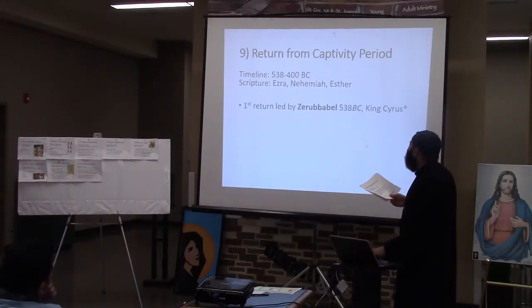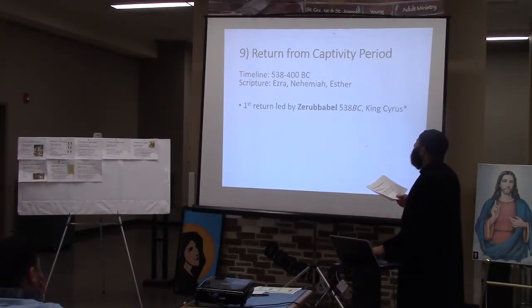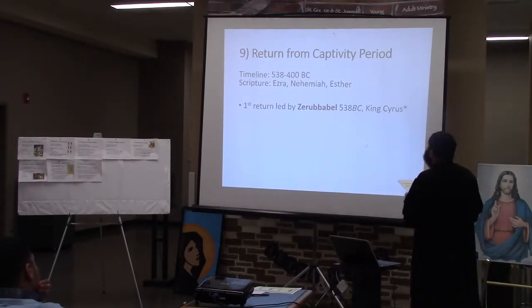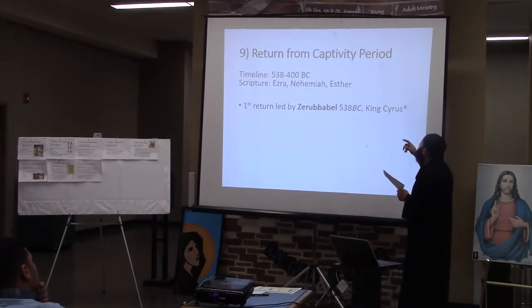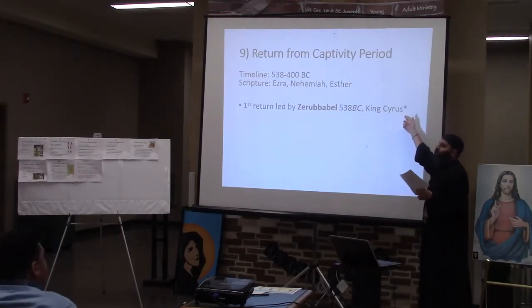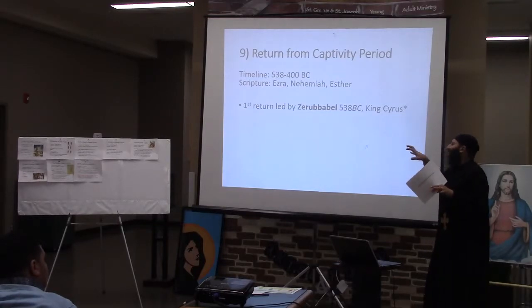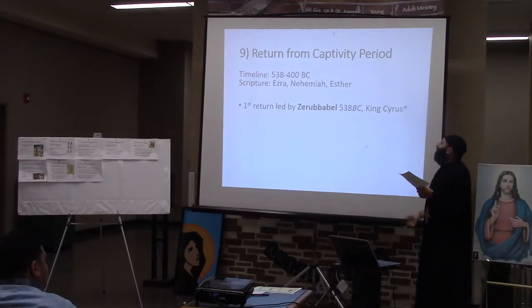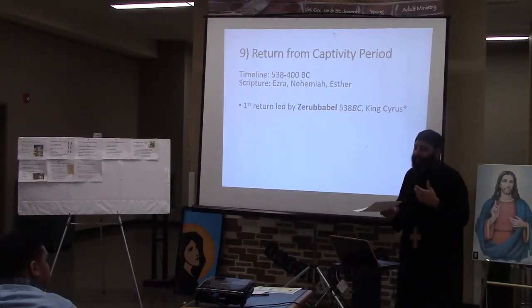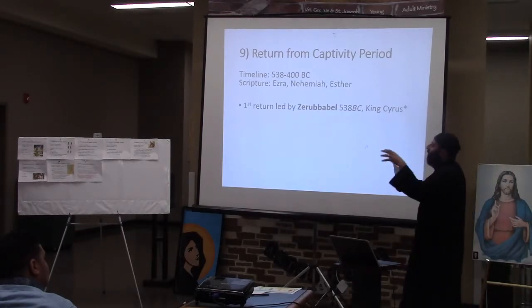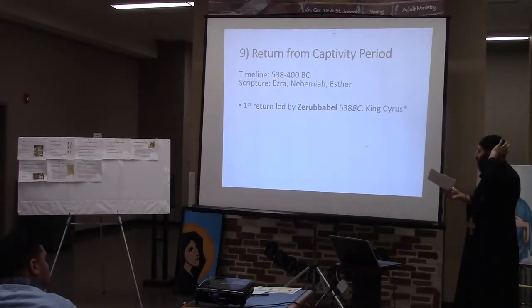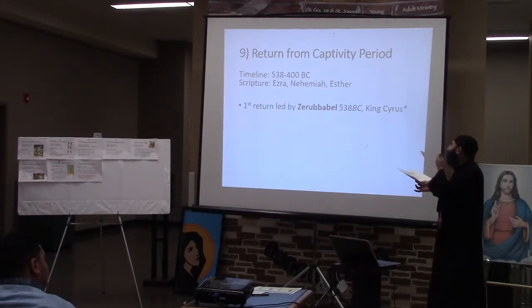Her story is there, but it's not related to the return from captivity. There were 3 groups that returned. The first return was led by Zerubbabel, a governor, in 538 BC. King Cyrus was a king of Persia. Miraculously, King Cyrus allowed them, although they were captives, to go back and build Jerusalem again and build their temple, as long as they paid taxes.